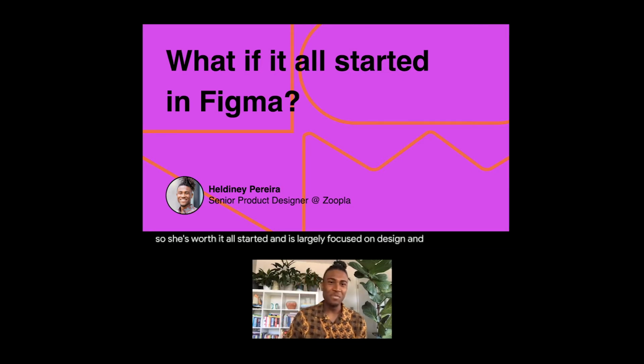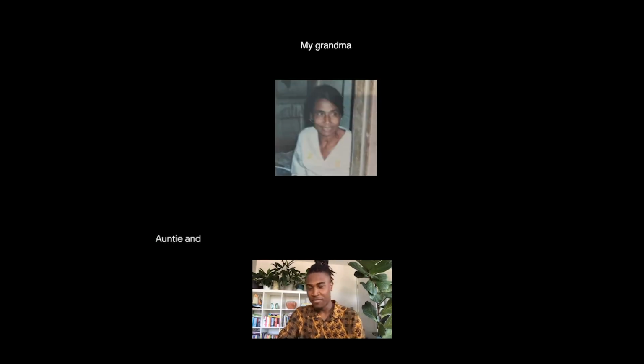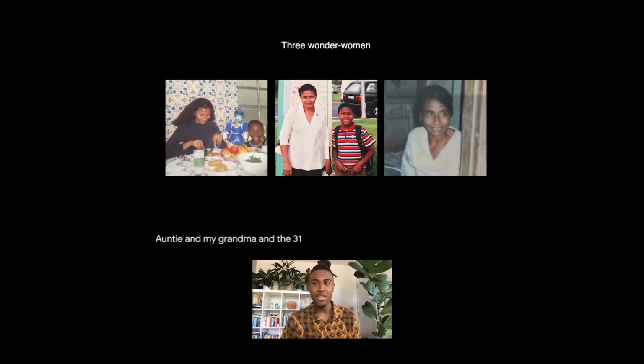And in terms of the story I have to tell today, when I was younger, and just generally in my life, I was raised by three women, my mum, my auntie, and my grandma. And I call those three women the three wonder women of my life. And these are the women that helped create the space for me to play as a child, to develop and to thrive. And that was our shared space, our home.